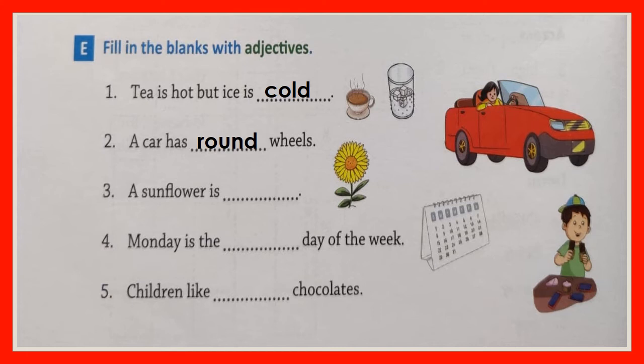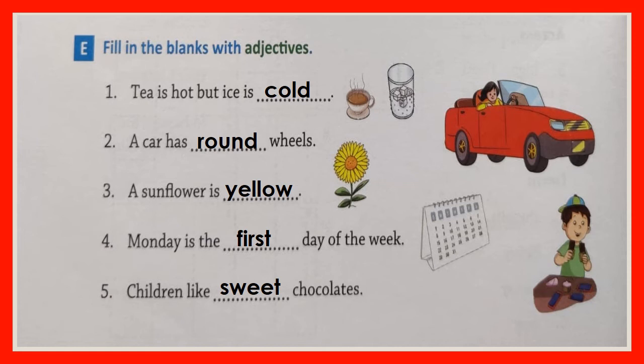Okay. Number 3, a sunflower is... Now look at the sunflower. What adjective can you write for it? Yellow. So let's write yellow. Monday is the dash day of the week. So what will come here? First day, isn't it? Then last one, children like dash chocolates. Now here you can write sweet chocolate, dark chocolate. Okay, so I have written here sweet.